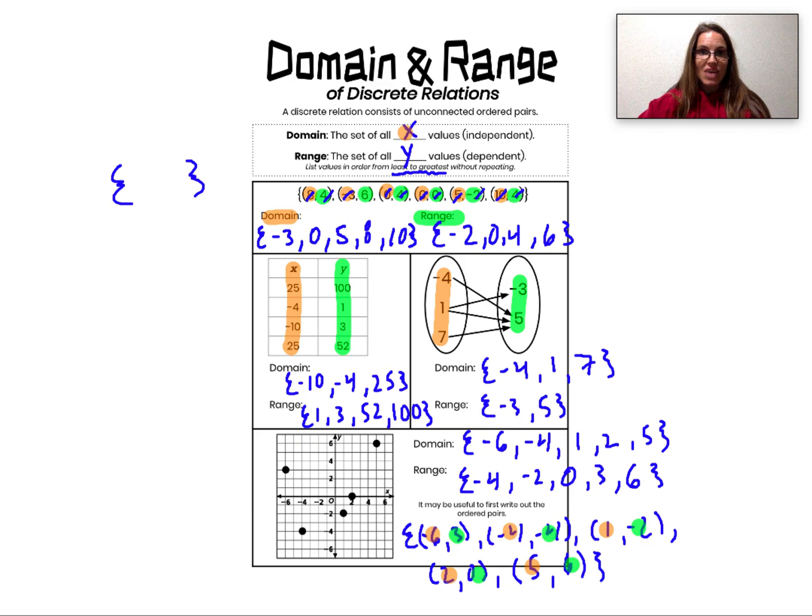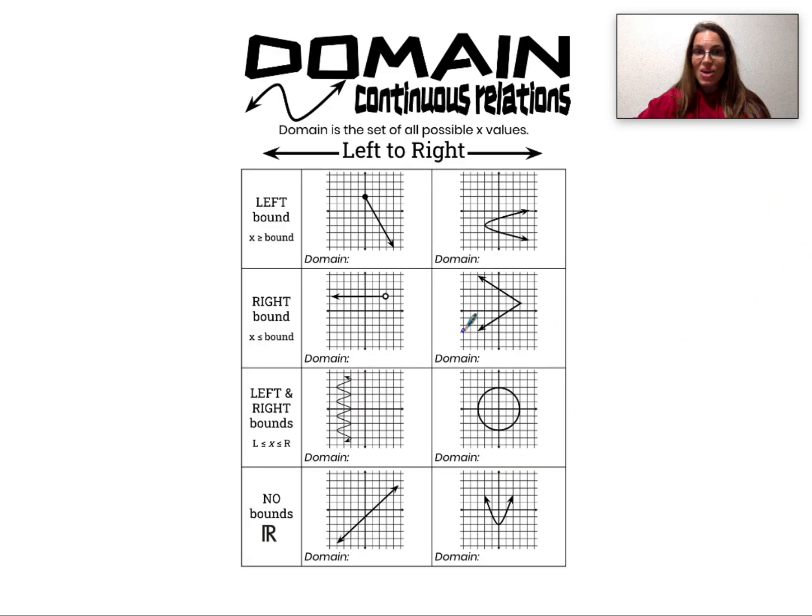Recall when we were writing down the domain of a discrete relation, we could just write, using set notation, a list of the x values. These are the specific x values in this relation. There aren't any more, only x equals -3, 0, 5, 8, and 10. For this relation, the only possible x values are -10, 4, and 25. Here, the only points on this graph have x values of -6, -4, 1, 2, and 5. That's it. That's the whole domain. You cannot write a list like that for a continuous relation.